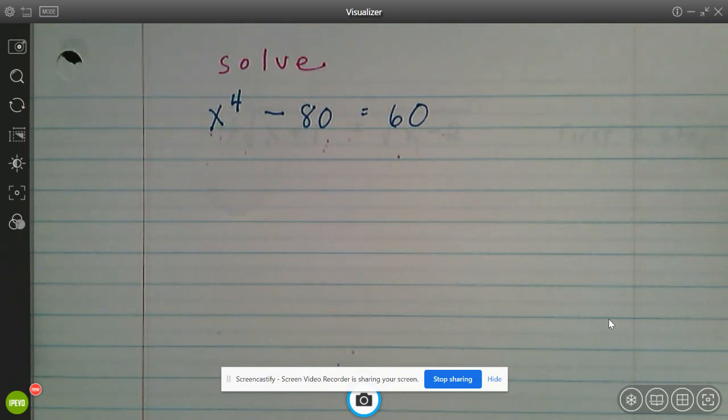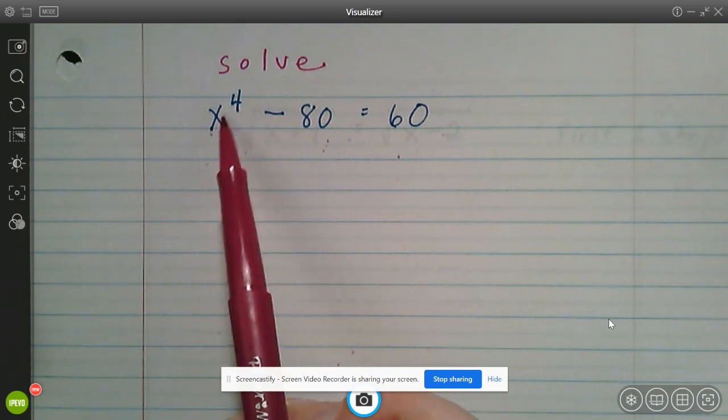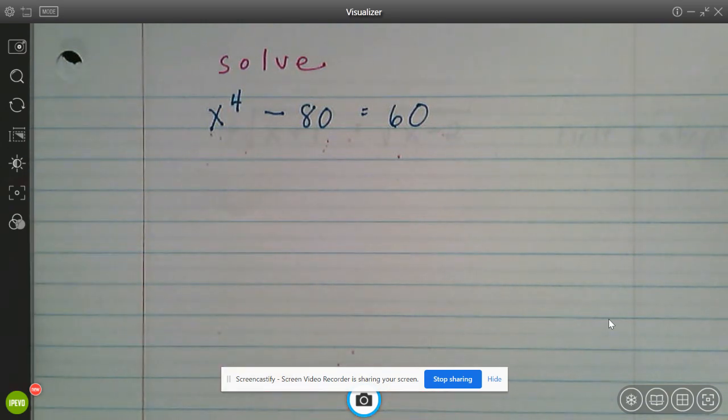And again, we're trying to get x by itself. That's what we're always doing when we're solving. And this time there's no radical sign, but what we do have right here is an x to a 4th power. So we're going to have to deal with that towards the end.